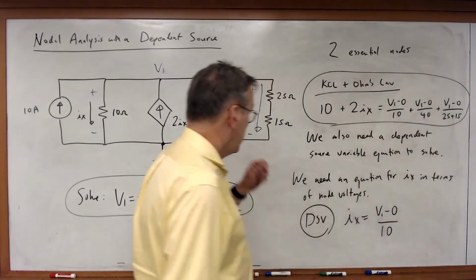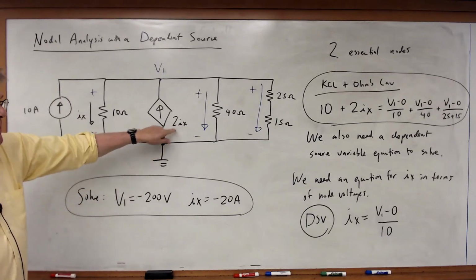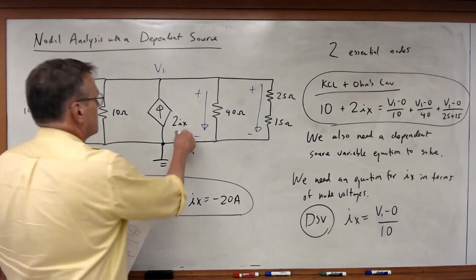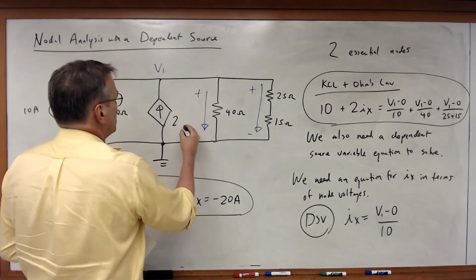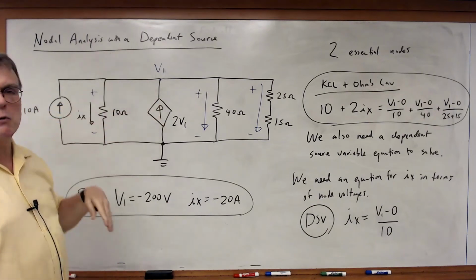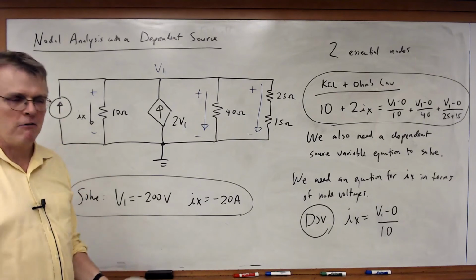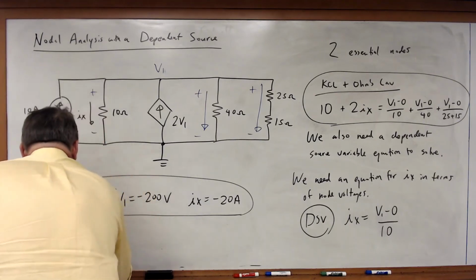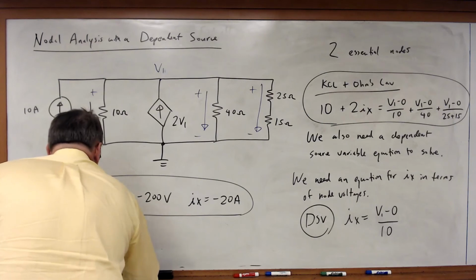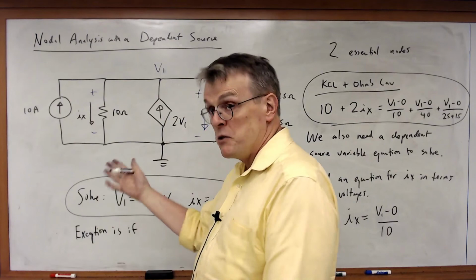All right? Now there's an exception to this. What if my dependent source variable is a node voltage? So what, for example, if this was equal to 2V1? Well, in that case, the dependent source variable is just a node voltage. And there's no additional equation I can really write. So the exception is if the dependent source variable is just a node voltage.